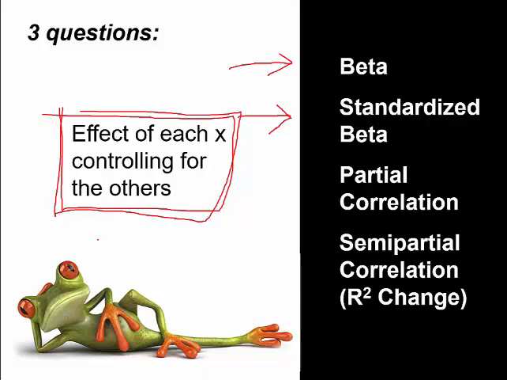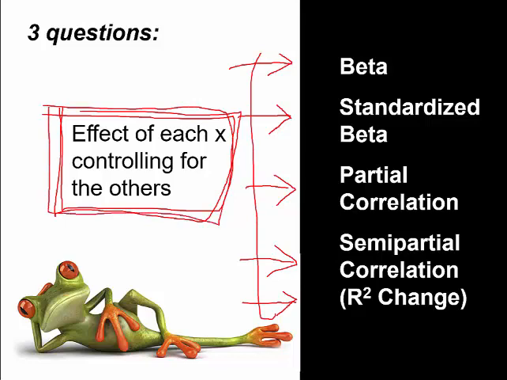And then I want to talk about a couple other things that we can do that are related to betas and standardized betas, but we haven't talked about yet. We're going to talk about something called a partial correlation. And then I'm going to talk about something that's called a semi-partial correlation. And the thing that's called a semi-partial correlation can also be called an R-squared change, which is two names for the same thing. R-squared change, semi-partial correlation, two names for the same thing. And these are all different ways that we can answer this question, what is the effect of each x controlling for the others? So let's look at these different approaches and see what they are.